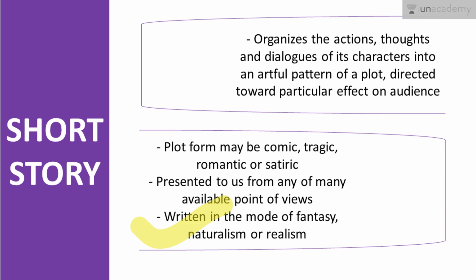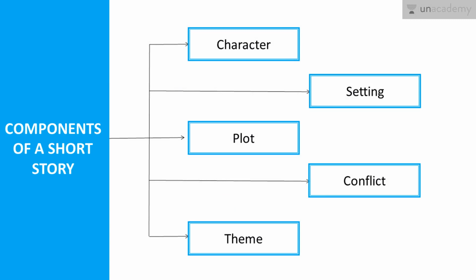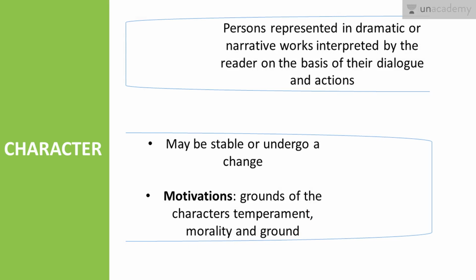Any kind of story, be it a short story or a novella or a novel, has five major components. These components are characters, setting, plot, conflict, and theme. Let us talk about characters first. The characters of any story are the persons represented in dramatic or narrative works, interpreted by the reader on the basis of their dialogue and actions.